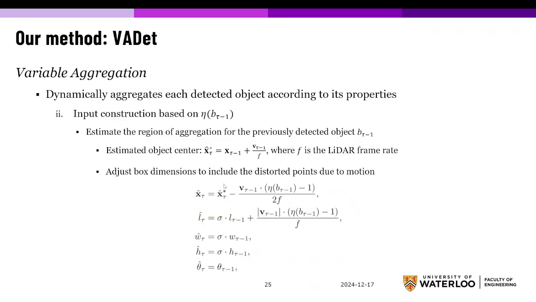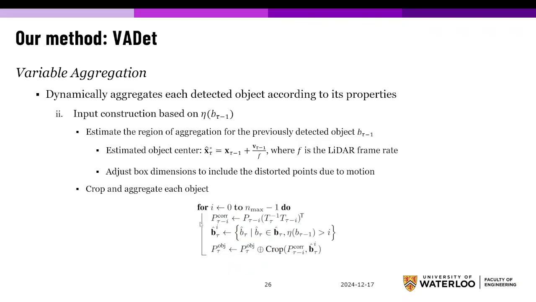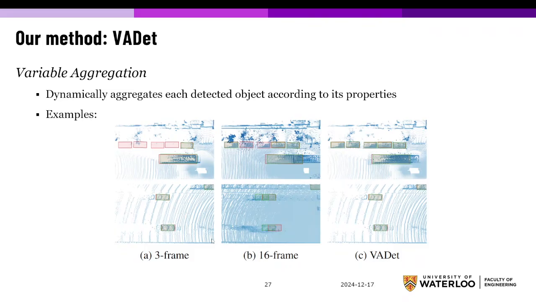So to do that, we basically want to adjust the bounding box dimensions and the center position based on, first of all, the number of frames and also the velocity of the object. These are the formulas that we use to roughly adjust for that and to include all the distorted points. After the adjustment, we can just crop and aggregate each object from all the previous frames. This is a very simple and straightforward process. And in the end, here's an example of what the result might look like.